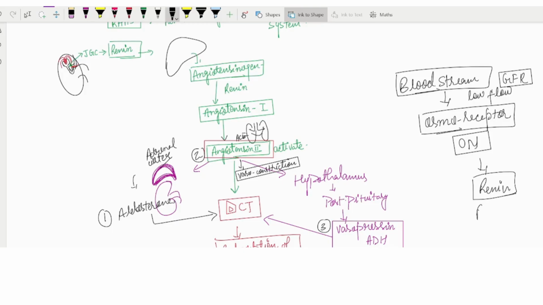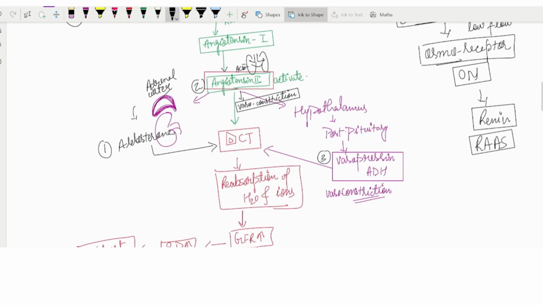Renin I am writing here as RAS. Okay, so the complete mechanism will start. Because of this complete mechanism, the blood pressure or the GFR will automatically increase. If it is increasing, what will happen? The osmoreceptor will become switched off. Okay, the osmoreceptors will become switched off. So that is the complete mechanism.